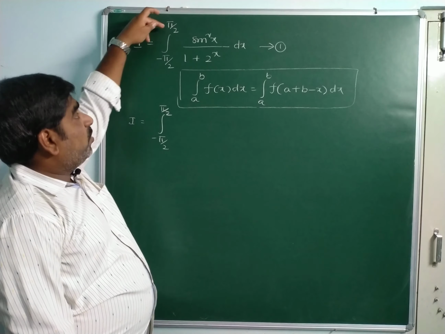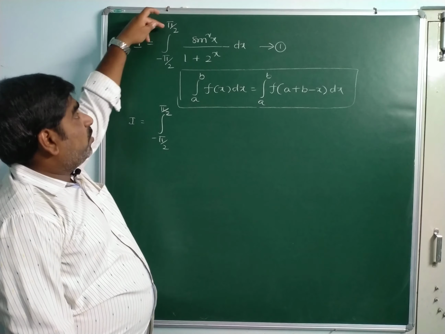It is enough, right? So sine square of minus x is sine square x, over 1 plus 2 to the power of minus x, dx. Achha. So therefore I is equal to integral from minus pi by 2 to plus pi by 2.